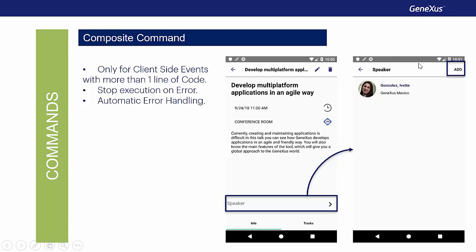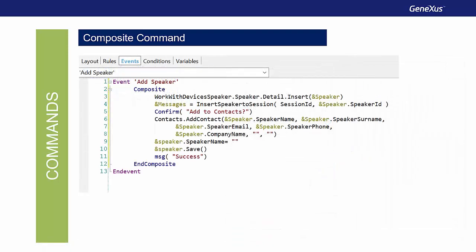So, when accessing the session speaker's screen, the session speaker work with device session, we add an add button to perform this operation. Here we see the event associated with the add button. We've enclosed its commands within the composite end composite block. Why? Because there's more than one command within the event. We may even add more commands within that same event.